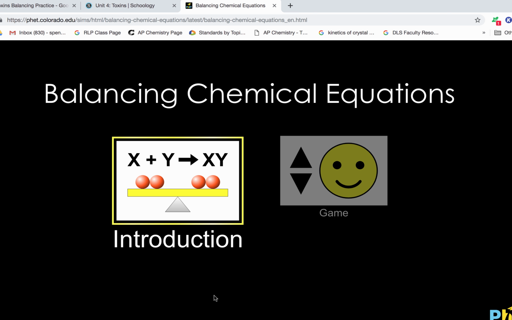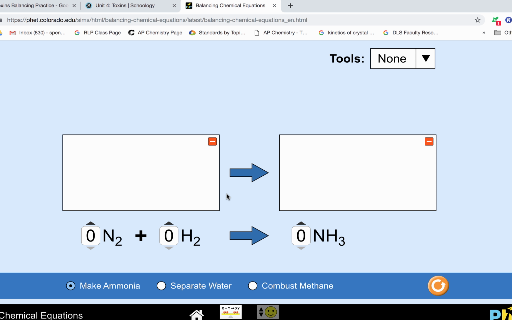Well, it's actually a simulation that looks like this. You've got an introduction and then you've got the game, and you're going to do both parts, but I'm going to show you the introduction here just to get started. In the introduction, you're given a chemical equation down here, and this one is the one for making ammonia, and you need to balance this equation by adjusting the coefficients in front of each of these substances.